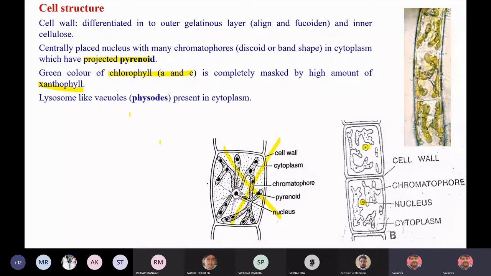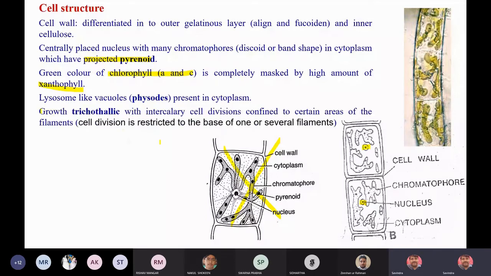Lysosome-like vacuoles are present in the cytoplasm. Growth is trichothallic. ये important term है. What does it mean? That with intercalary cell division confined to certain areas of the filament. Okay, cell division is restricted to the base of one or several filaments. I will show you at the end कि क्या है, but अभी मैं एक बार दिखा देता हूँ आपको.